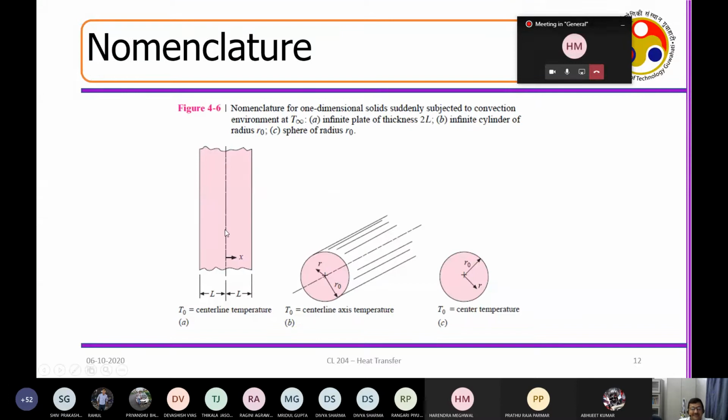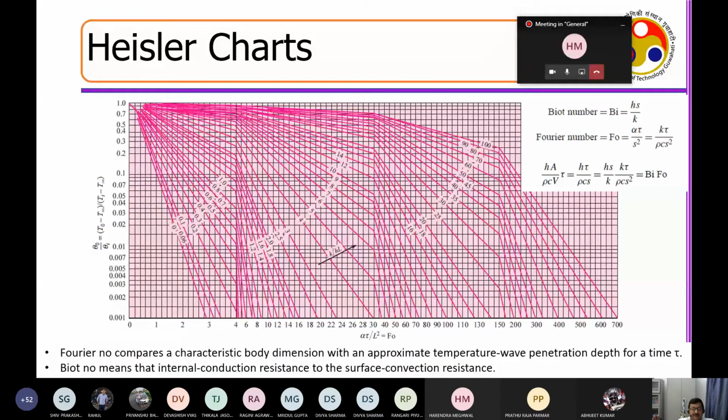So you can see that this is a slab, this is a cylinder, this is a sphere. This is called an infinite plate of thickness, this is an infinite cylinder with a radius of r0, and this is a sphere with a radius of r0. And you may see a collection of plots now, which are typically called the Heisler charts, which are plotted in terms of two dimensionless numbers. One dimensionless number is the Biot number, and the other dimensionless number is the Fourier number.